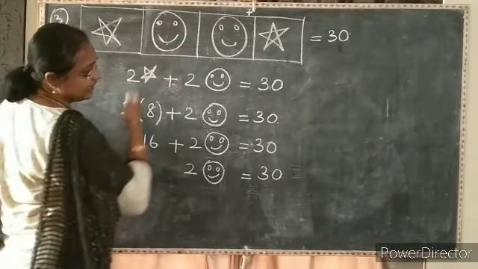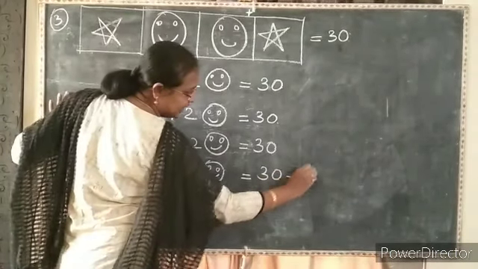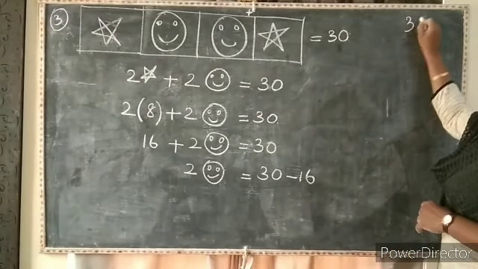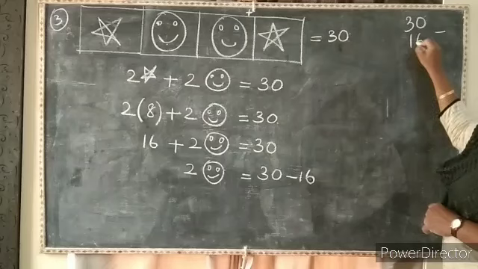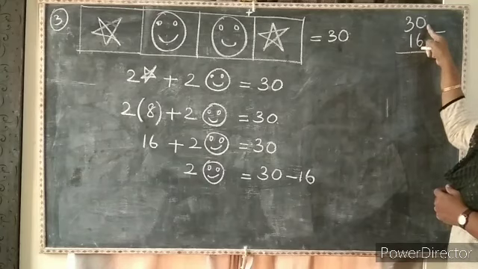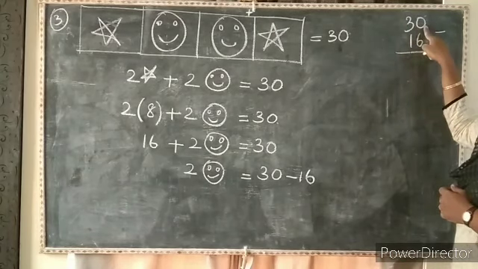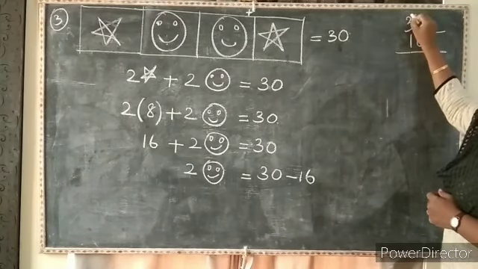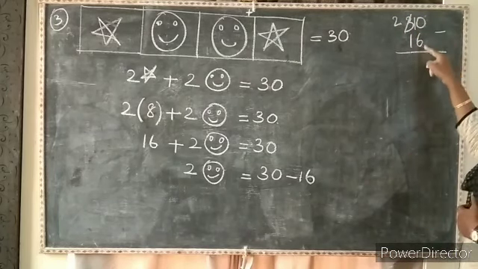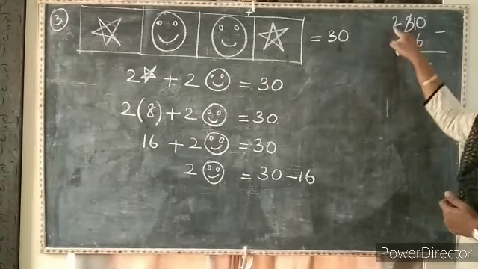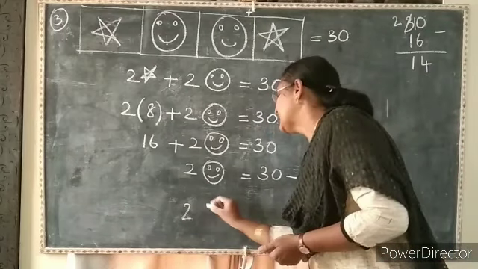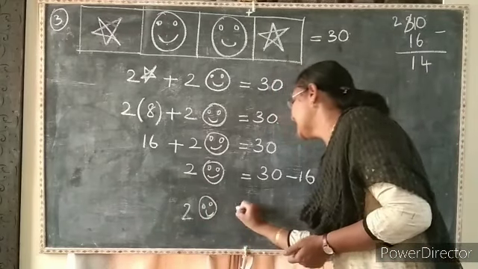Now plus 16, if it goes to that side, it is minus 16. Now I am going to subtract 30 minus 16. Can I subtract 6 from 0? No. So what am I going to do? I am going to borrow one ten from here. So now this becomes 2 and this becomes 10. Now 10 minus 6 is 4. Now 2 minus 1 is 1. So 14. Yes or no? So now the answer for 2 smileys is how much?